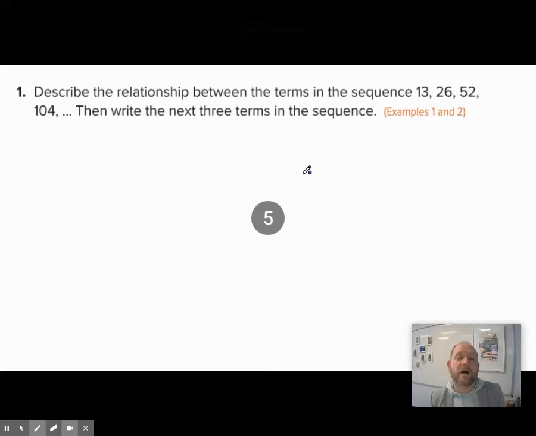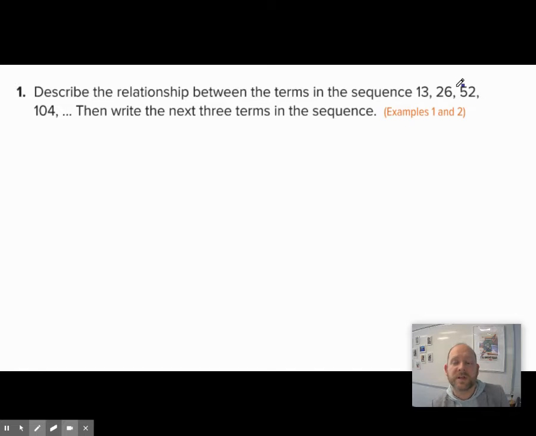All right, so for today's first guided practice problem, we are going to be looking at describing the relationship between some terms. So number one says, describe the relationship between the terms in this sequence. So we have 13, 26, 52, 104, and then we need to write the next three terms in the sequence. So two parts to these problems. You need to first be able to tell me what the rule for the sequence is, and then you need to give me the next three terms.